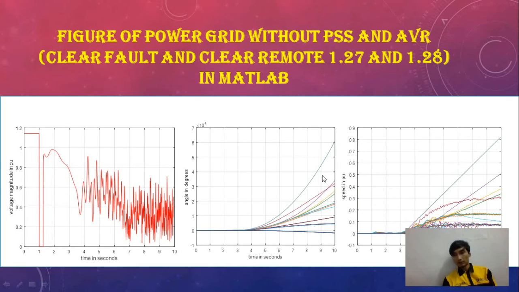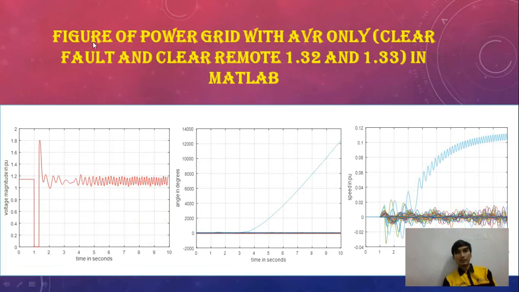the power grid. So the figure of the power grid with AVR only, the clear fault and clear remote are 1.32 and 1.33 in MATLAB. So the voltage magnitude is in PU versus time in seconds, and the fault occurred at 1 second, and then after 0.32 seconds the voltage is back to normal and maintains the voltage of the power grid.